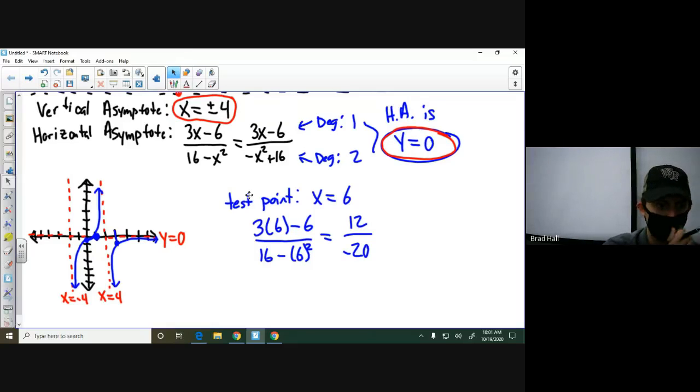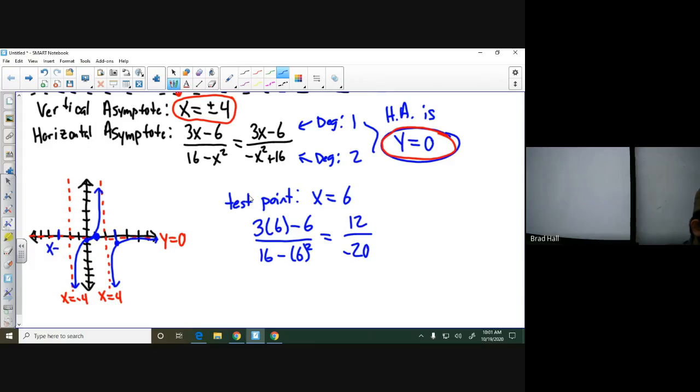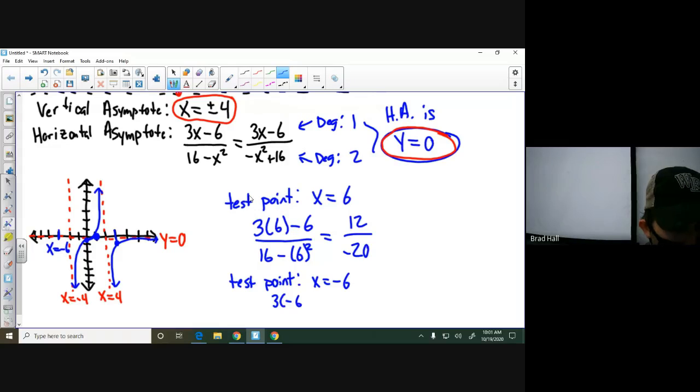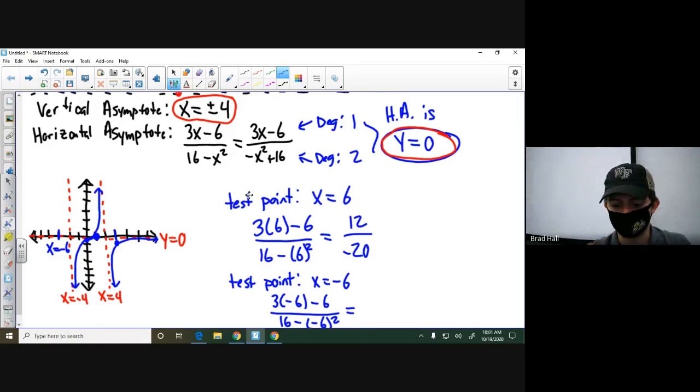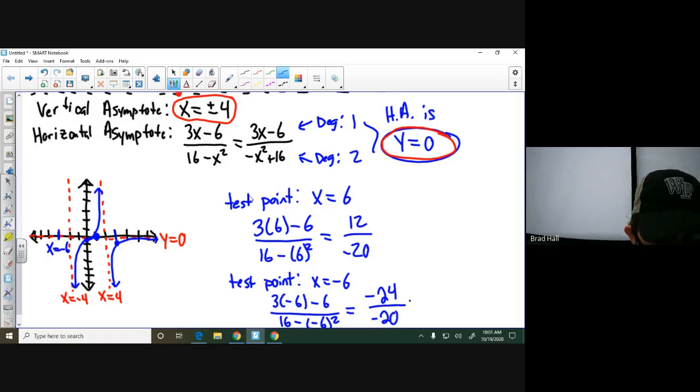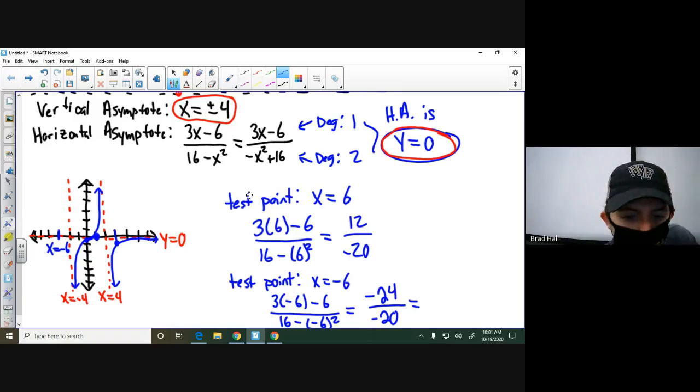On the very far left side, over here, same idea. We pick negative 6 because that's the number that's to the left of negative 4. And once we compute all of this, see in the numerator, we get negative 18 minus 6, that's negative 24. And then we get 16 minus 36 again, which is just negative 20. And so let's see, this is positive 6 over 5, I believe.